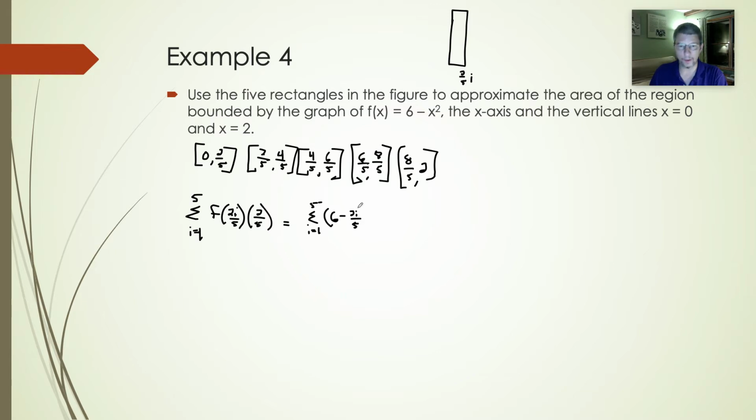And then I'm going to square that term, right? Because f of x equals 6 minus x squared. Well, the x value is 2i over 5, all right? And then I'm going to multiply that. I'll put this in brackets. I'm going to multiply that by the width, which is simply 2/5.